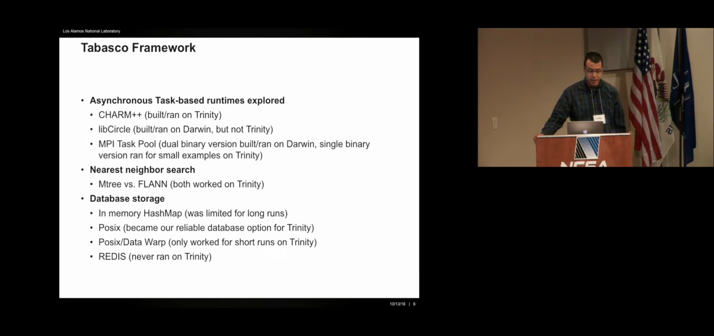We had an in-memory hash map that was a fallback, which obviously does not work for very long runs. A POSIX database where we basically just wrote a bunch of files and broke the file system repeatedly. That did work quite well for us, but not so much for anyone else. A DataWarp-based one, which also worked quite well. And a Redis database, which we never actually used on Trinity for many reasons, but it works great on everything else.